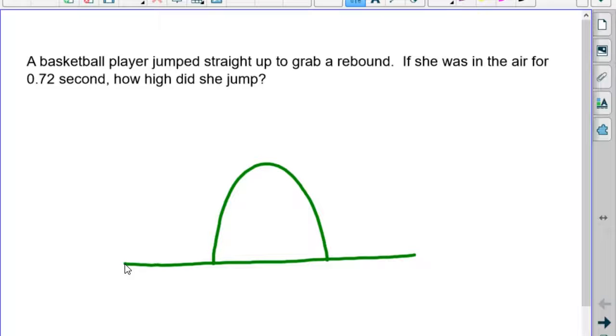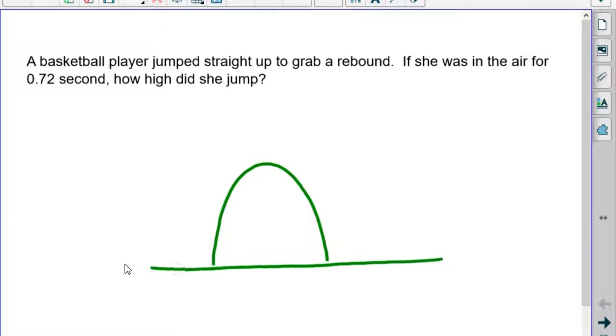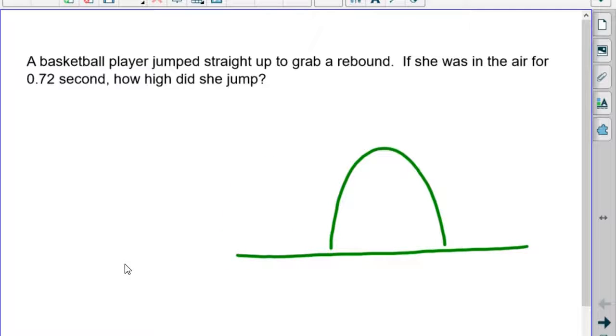Okay, so first off, I'm going to move this over a little bit so I can write my GUESS over here. So here's my G, my U, my E, my S, my S. Okay, so first we have to identify what we're given. A basketball player jumped straight up. Okay, I'm going to stop there.